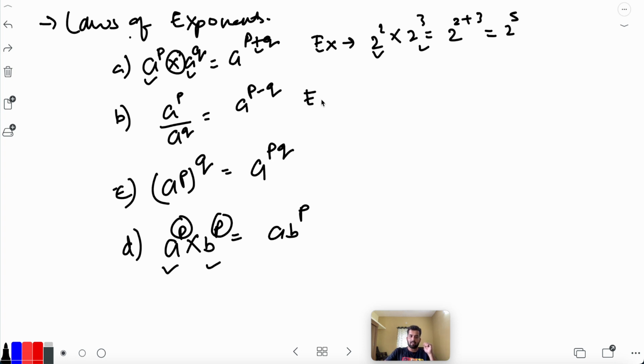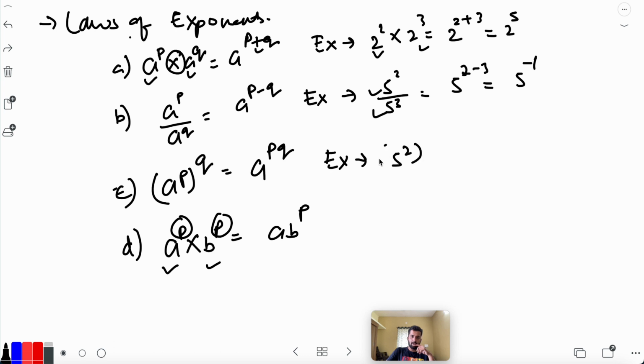Now take the example of this one. Assume we have 5 power 2 and 5 power 3. Okay. Now what you will do? Again, see, base is same. So 2 minus 3 you will do. And 2 minus 3 what? Minus 1. That's all. That is the answer. Okay, example this one. 5 power 2 into 3. In this one, what you will do? Multiply the power. 2 into 3 is what? 6. That's all.